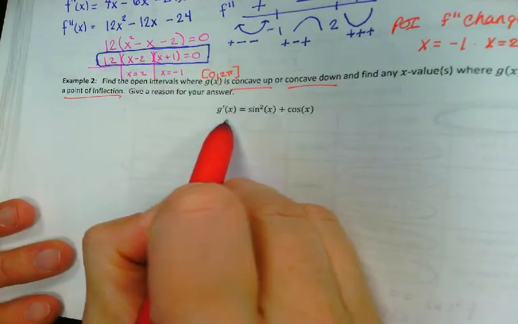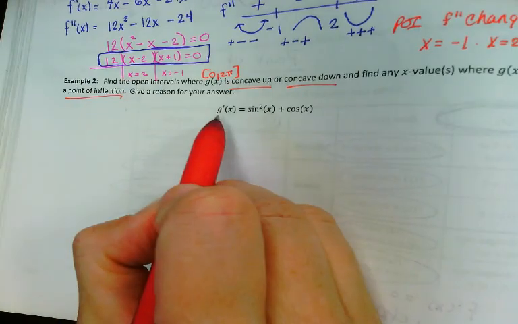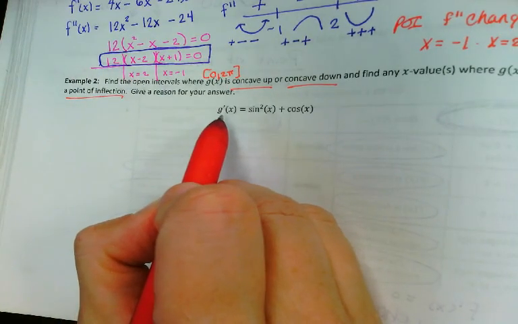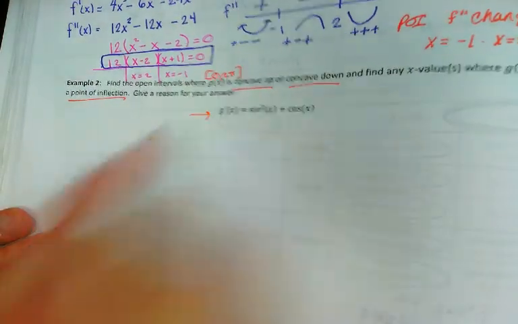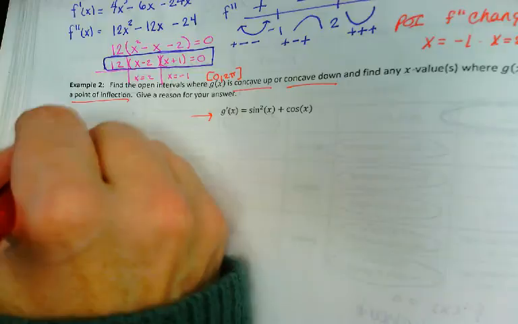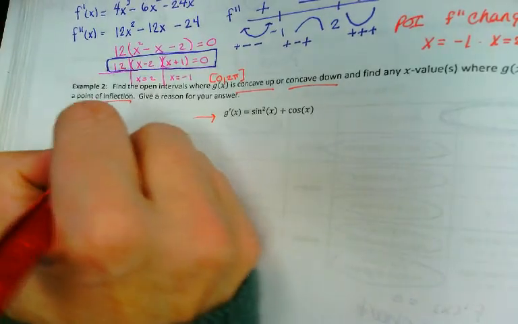So notice, who did they already give you? So how many derivatives do you have to take? 1, because you only need g double prime. So a lot of times, be cautious on who they give you. You just need g double prime. Just take 1 derivative.